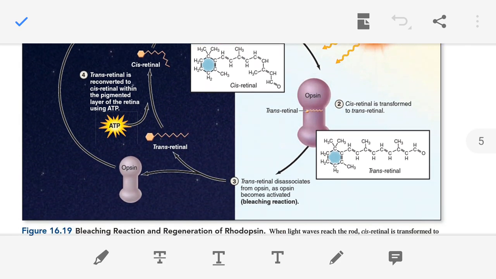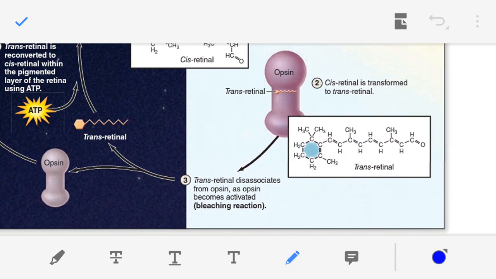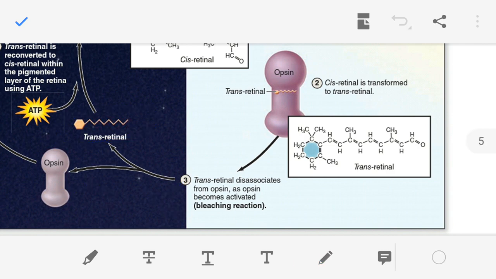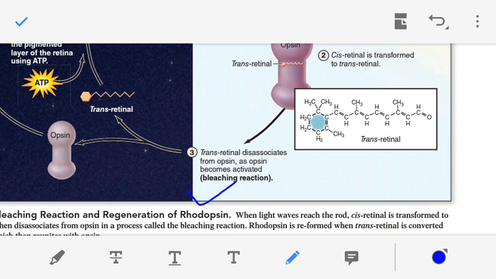Now once the transretinal is formed, the transretinal dissociates from opsin. Here you can see transretinal dissociated from the opsin, and now the remaining opsin becomes activated. Once the opsin becomes activated, this reaction is known as the bleaching reaction.